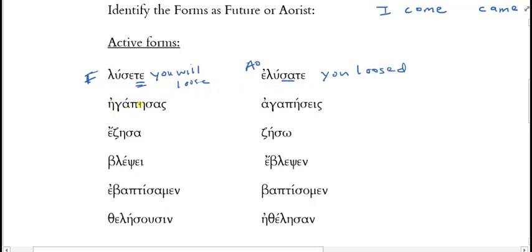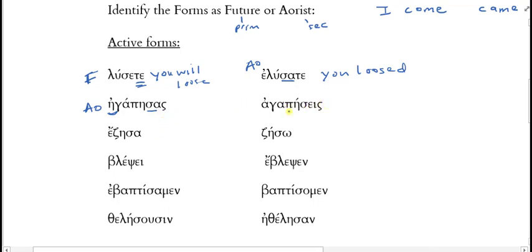I have agapesas. Agapesas. What is that? Is that future or aorist? It's aorist. How do you know that's aorist? Okay, I've got a sigma alpha. And yes, right here I've got an augment. Futures don't augment. They might take the tense formative sigma, but they don't augment. So notice lusete doesn't have an augment in front of it. And the future is going to use the primary endings too, right? Aorist will use the secondary endings. So when they're different, we should be able to tell.